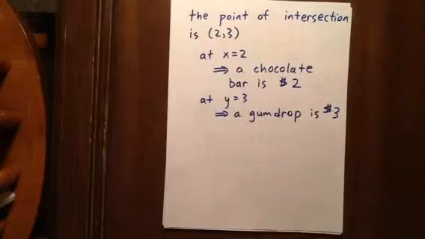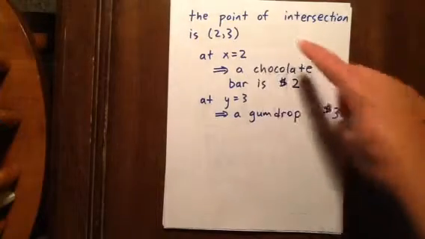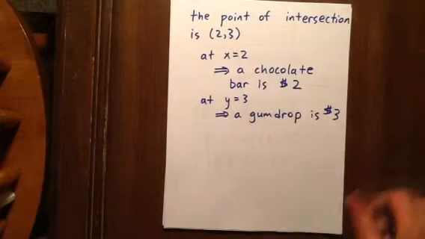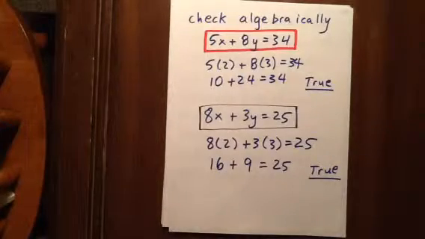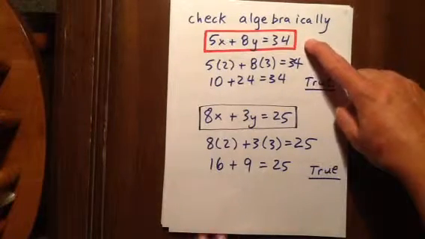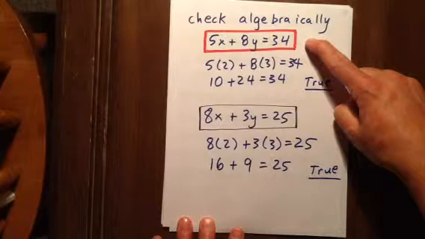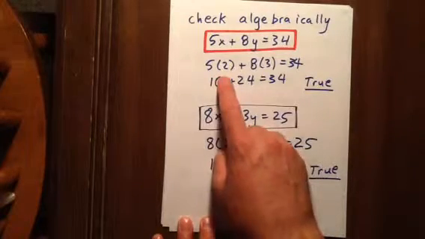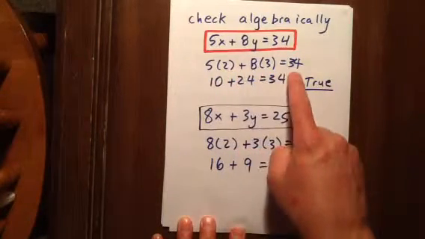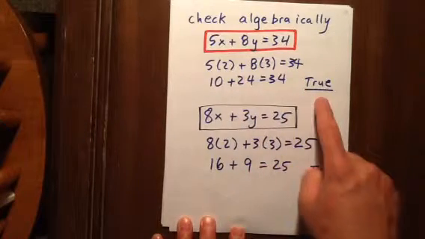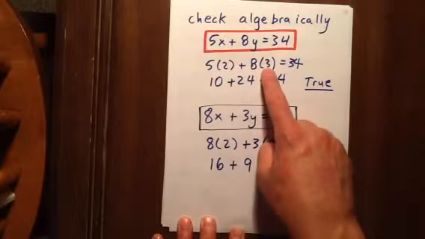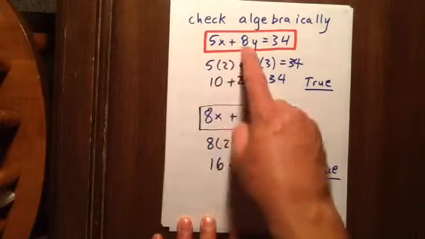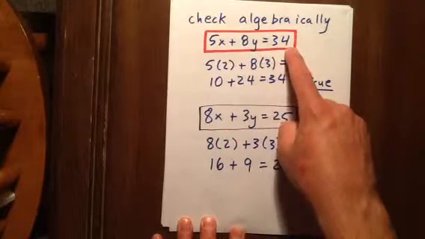But we can check that algebraically. So we say the point of intersection is (2, 3), a chocolate bar is $2, and a gumdrop is $3. But let's check it algebraically. First of all, let's plug that into the equation 5x plus 8y equals 34. 5 times 2 plus 8 times 3 equals 34. That's a true statement. So if a chocolate bar is $2 and a gumdrop is $3, 5 chocolate bars and 8 gumdrops is $34.